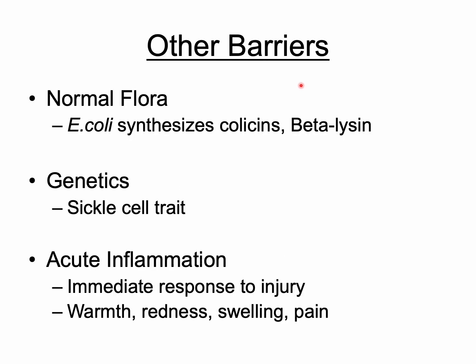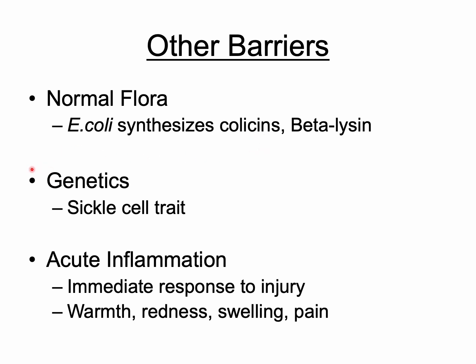And then finally, some other first line of defense barriers, and kind of moving into second line of defense. We have our normal flora, which we have talked about already. Your normal flora or normal biota, normal microbiota. That's all your wonderful bacteria and other microbes that live on your body. And they protect you by taking up space and nutrients so pathogens can't reside on or in you. But they also produce certain enzymes that kill bad bacteria, like colicins and beta-lysins.